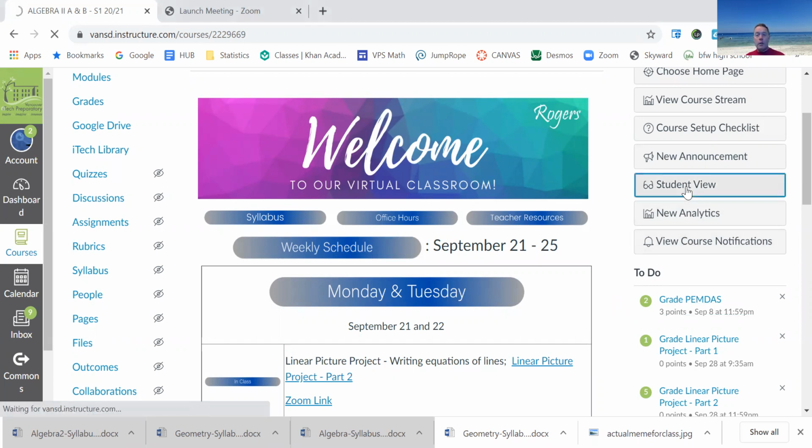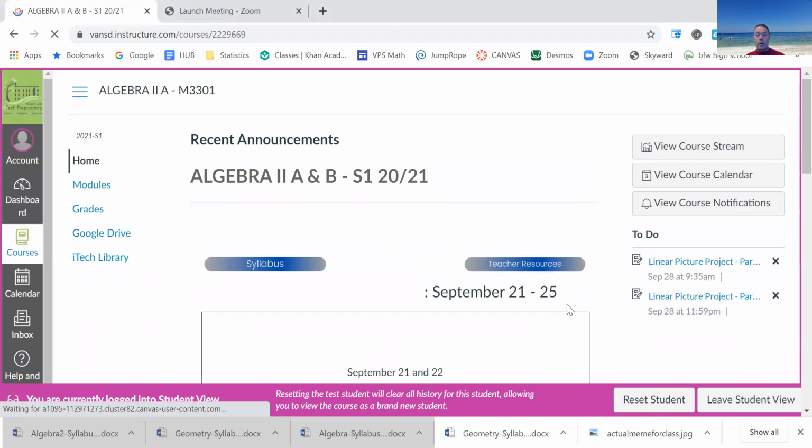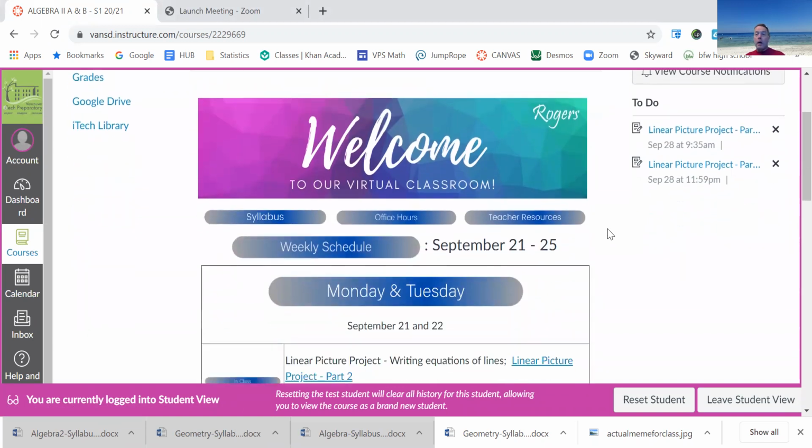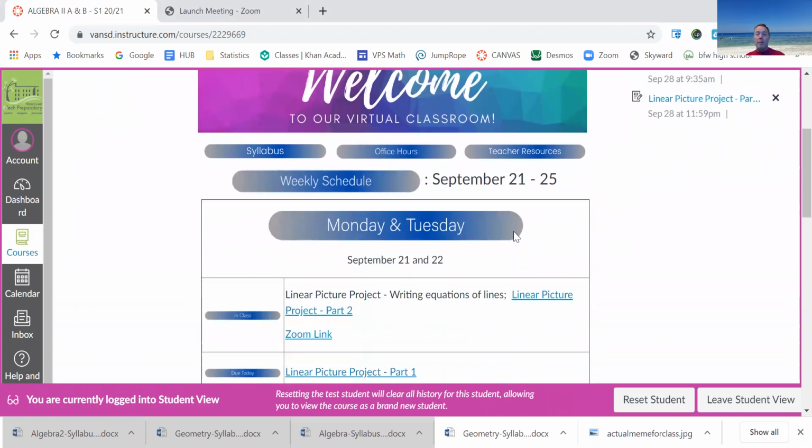We change this to student view so you can actually see what your child sees. All right, so I'll guide you through the Canvas page first, just so you know there are important links at the top of the page. We have our syllabus, which we will be going over in a minute, but when you click on that, it downloads it, so you can have a copy of that if you wish.